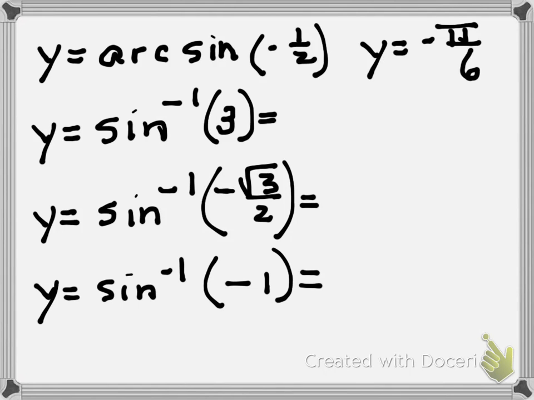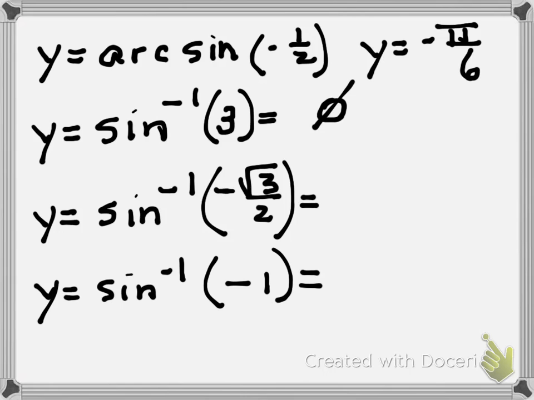The angle whose sine is 3. Sine has a maximum value of 1, minimum value of -1. There is no angle whose sine is equal to 3. Therefore, there's no solution to this problem.